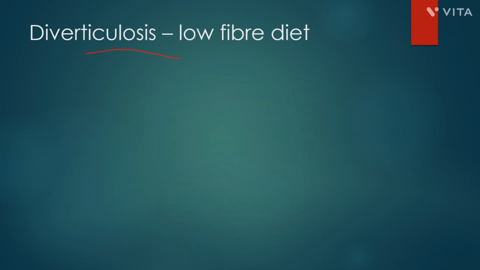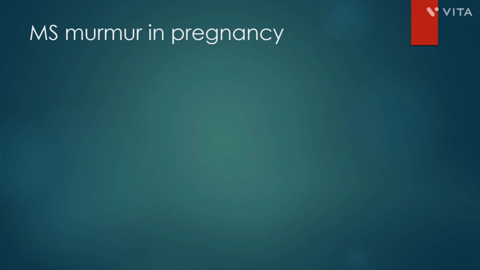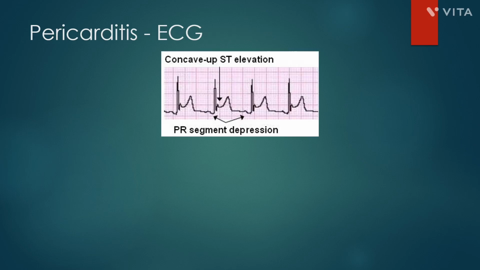Now diverticulosis, what is the problem with diverticulosis? It is low fiber diet. Now patient with mitral stenosis murmur in pregnancy, coming with some kind of heart failure picture, what is your next step? So you can do an echo. That was the option.